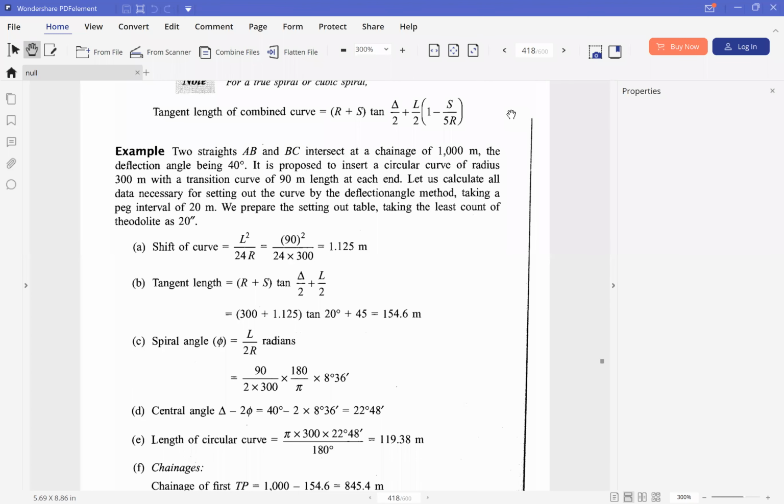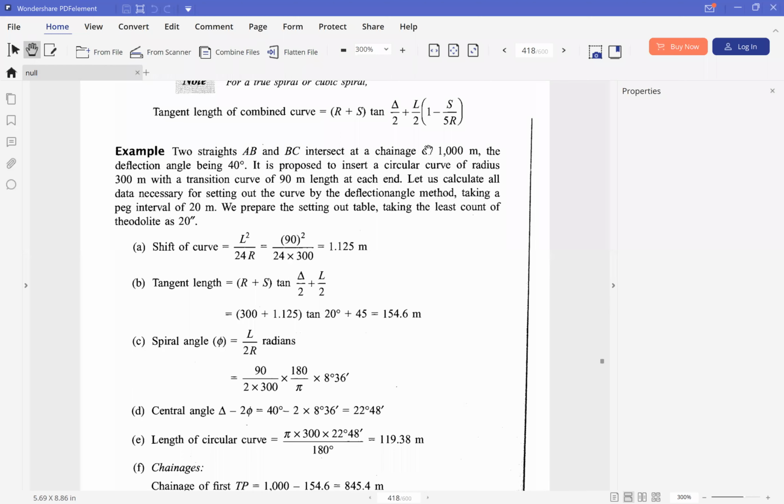Okay, one question is: why are the transition curves on the opposite sides of the circular curve? It should be in between the straight and the circular curve. I think one of you has asked why the transition curve is on the opposite sides of the circular curve. It has to be provided on both sides for a smooth passage from the straight road to the circular curve, right? So that's why it is provided on both sides of the circular curve.